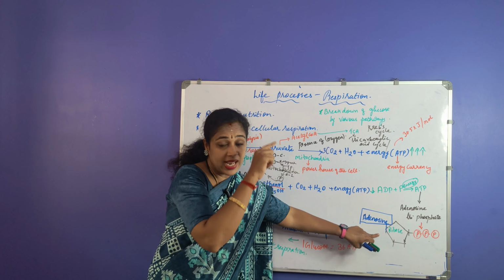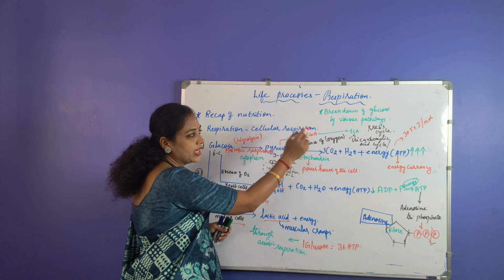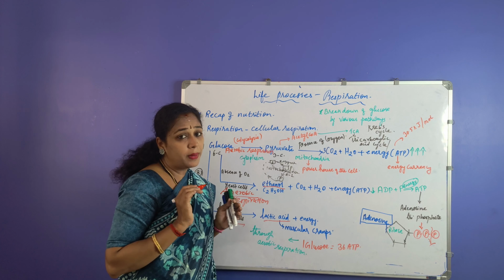And how is this energy produced? When the third phosphate is broken down, it produces ADP and P, that is inorganic phosphate. So this ATP, that is 3-phosphate, is broken down to produce ADP and inorganic phosphate, and this breakdown results in the release of energy, equal to 30.5 kilojoule per mole. So this is how the conversion takes place inside the cell.